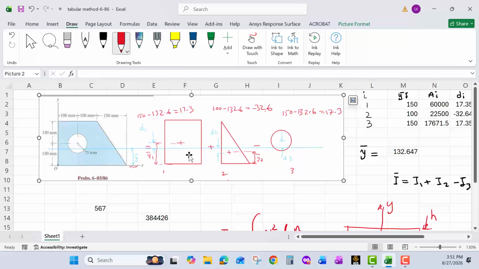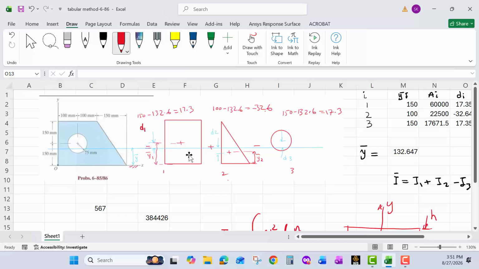So the offset for the first shape is measured from the center of the decomposed shape to the centroid of the composite shape. That is D1. And D2 is the distance of one third of the height, measured from the base, compared to the centroid of the composite shape. That is D2, the second offset for the second shape.